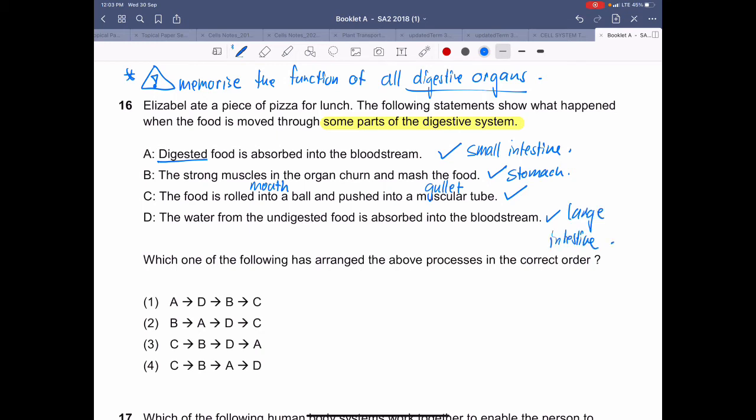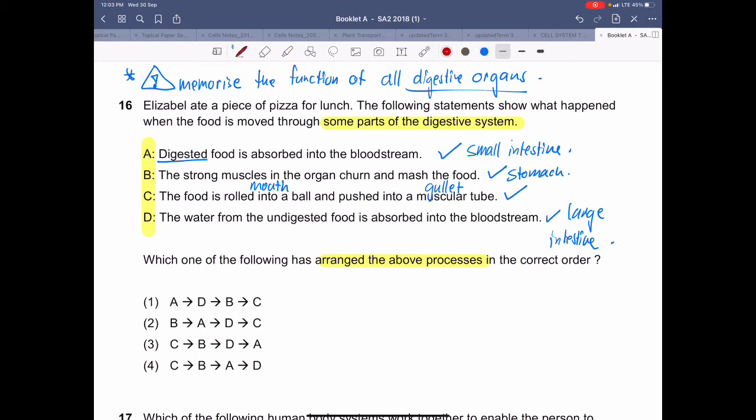Now, they ask which one of the following has arranged the above processes in the correct order. By identifying who does what in this ABCD, I'm able to know the sequence. Why? Because I know the sequence of my digestive system, right? First it goes through the mouth, then the gullet, then the stomach, then the small intestine, and then finally the large intestine.